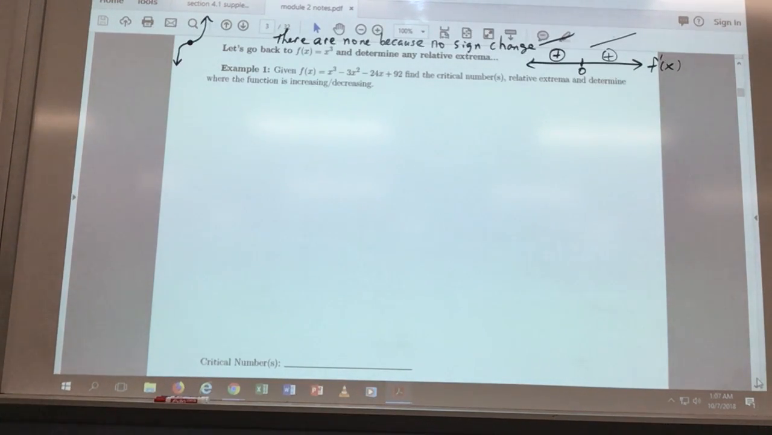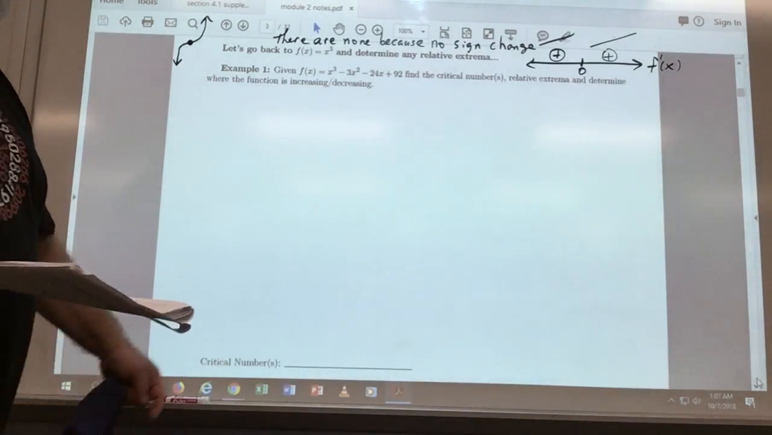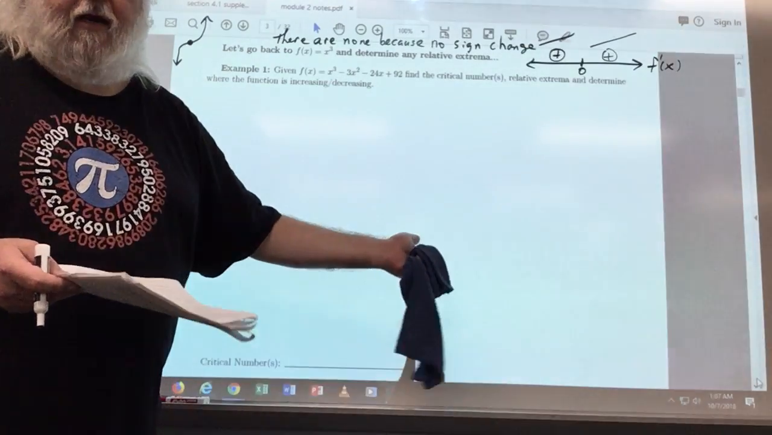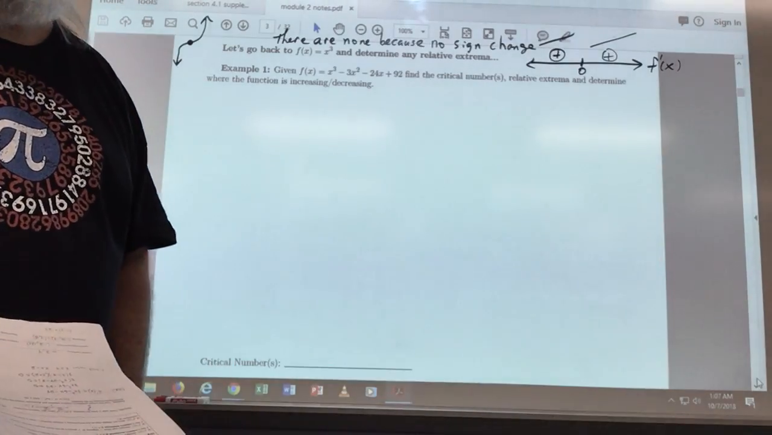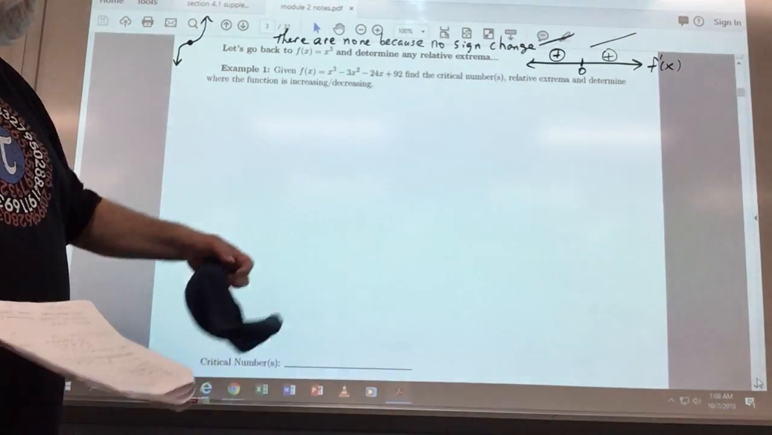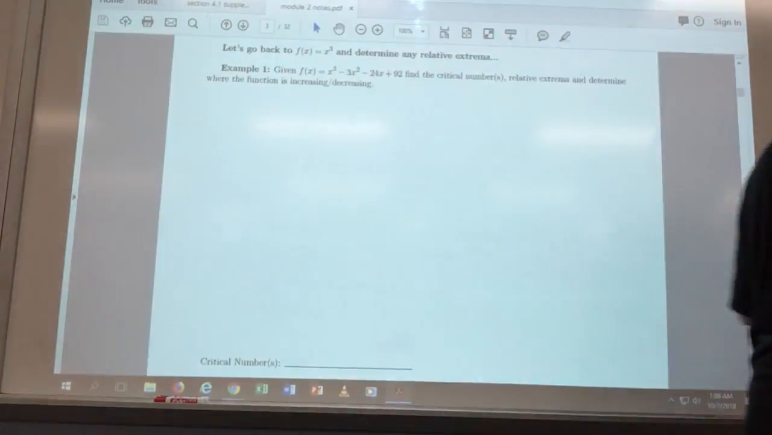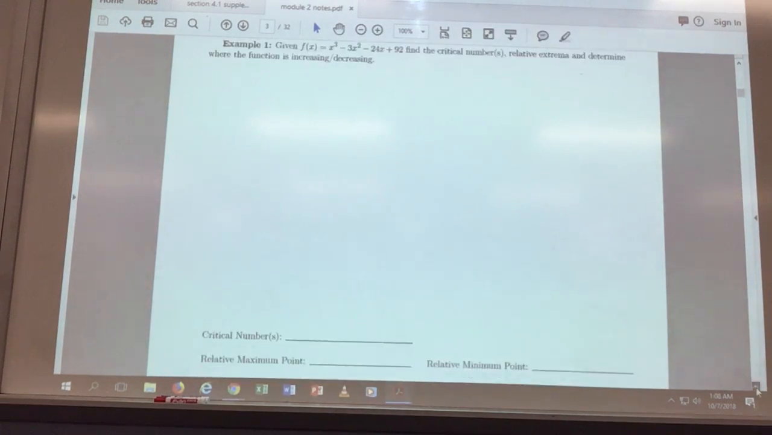All right, in example 1, you're given this function f of x, and you have to find the critical numbers and the relative extrema, right? Where in the graph of this function are there relative maximums and where are there relative minimums, okay? And determine where the function is increasing and decreasing. And so you've got some blanks at the bottom of the page that you have to fill out. So pull those up.